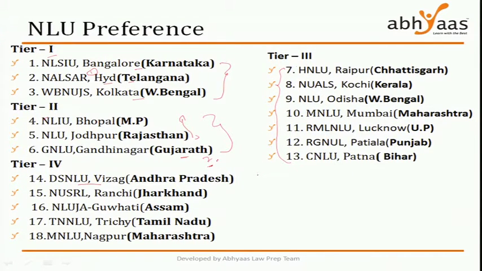Next, coming to Tier 4 colleges, you can go with the same order or a little bit here and there according to your preference of location. You can just change them, but make sure that the first 6 colleges are in the same order, and the 7th ranking you can give to DSNLU or any other specific location you want to go into.